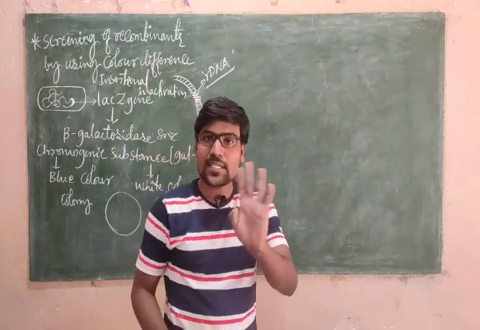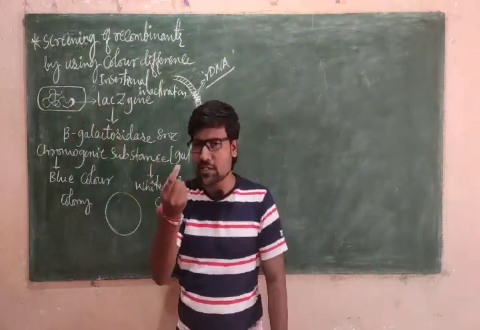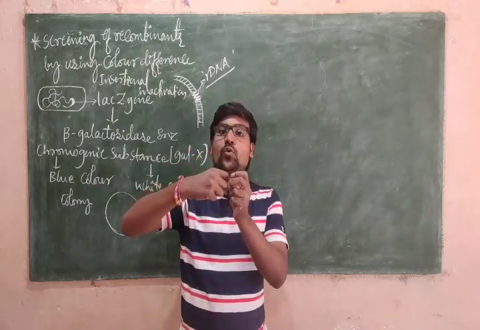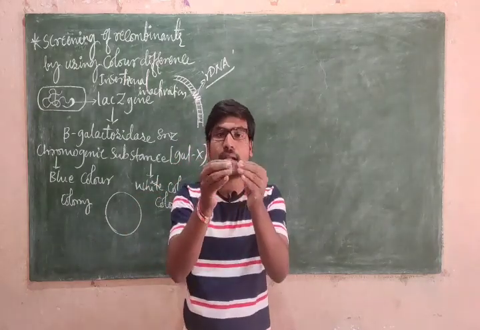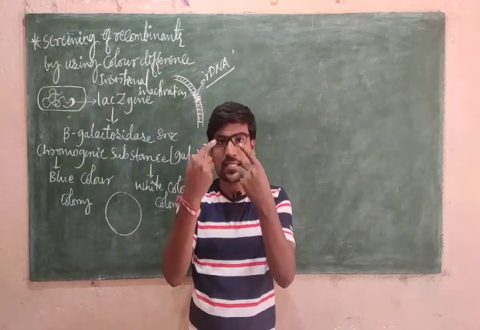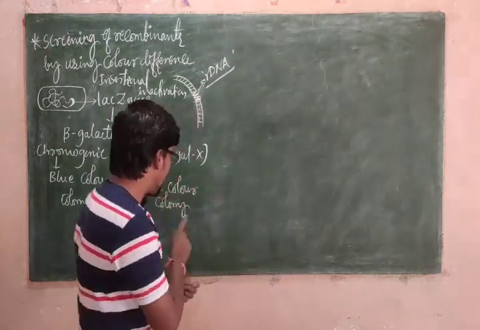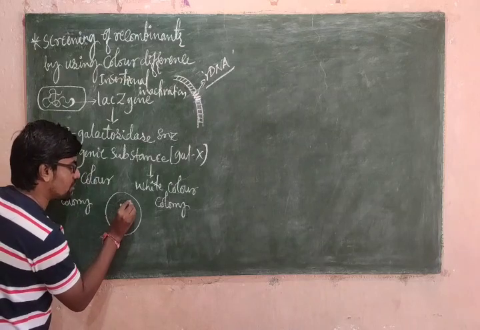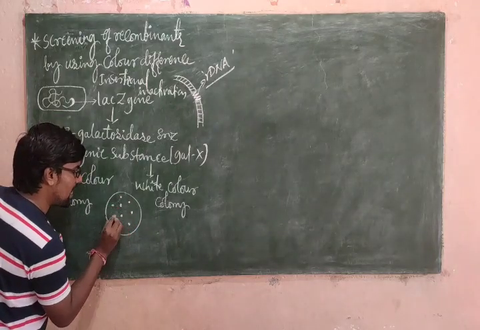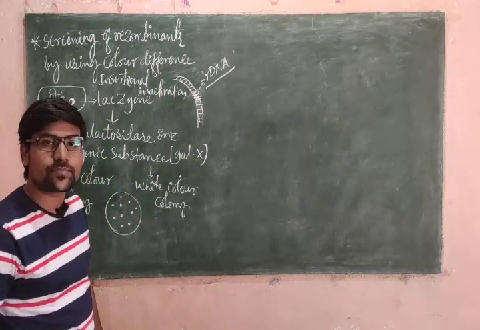One thing, we can't see the bacteria with the naked eye. Why? Because the bacteria is very small. But when many bacteria grow together, they form a colony, a bacterial colony. That colony appears as a small dot. We can see that dot. That means bacteria appearing in the form of dots, like this. So we will call them bacterial colonies.